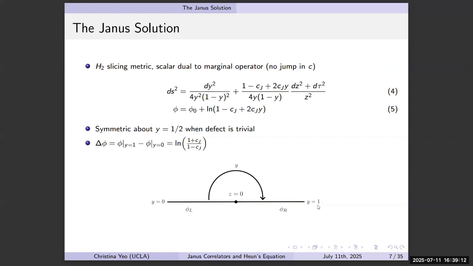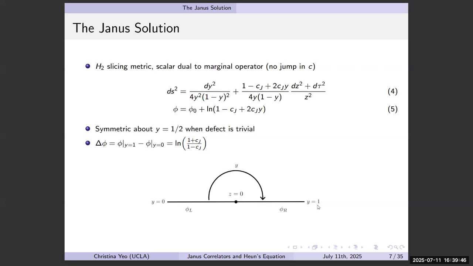Let's just concentrate; so let's say take c_J equal to 0. Then what is the geometry? Then it's going to be symmetric about this point, and the defect is trivial, so we won't have a jump in the dilaton. Okay, and the metric is just the AdS metric? Yeah, so this is an AdS3 version of the Janus solution. When c_J is 0, it's just pure AdS.